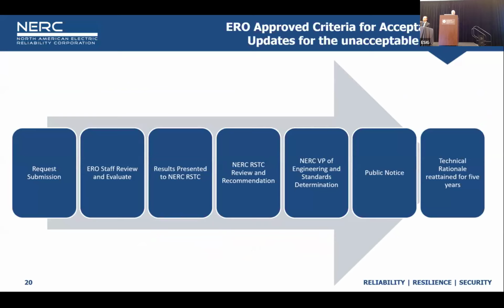it's a similar process: submit a request and go through some ERO staff review. They could also work with subgroups or working groups of the NERC RSTC, but ultimately it would go to that RSTC for review and recommendation, come back to a NERC officer, and then public notice, and again the technical rationale for putting something on that list would definitely be defined. I think ultimately the unacceptable models list is really for models that have fundamental flaws in how they represent things. That is the intent of that list.